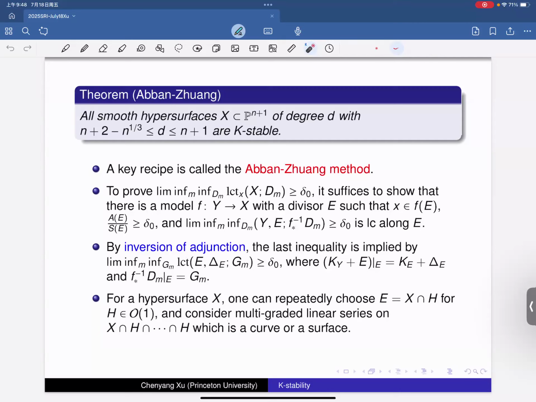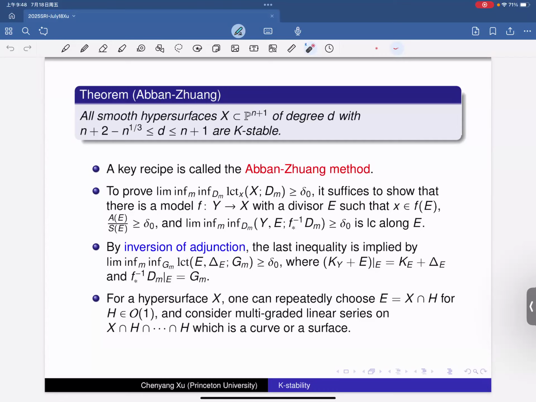If you choose a random E, then you might lose a lot, but you might still be able to prove something. So in Abban-Zhuang's case, for hypersurfaces, they actually choose a pretty random E. They just choose the E to be the X intersected with the hyperplane. And then they just keep doing this step again and again. The main difference is when you reach down E, you don't get a linear series, you get a multi-graded linear series. So you have to estimate that.